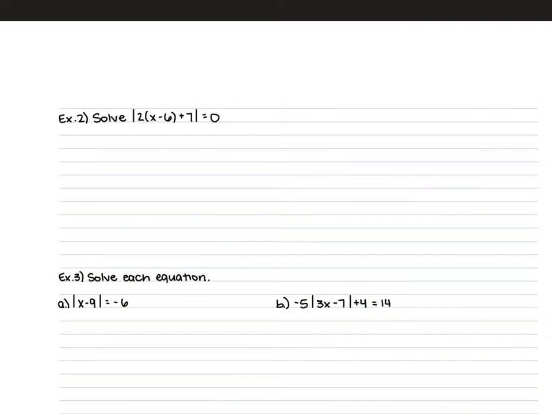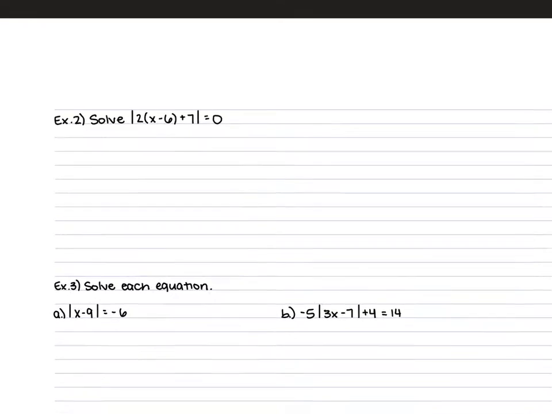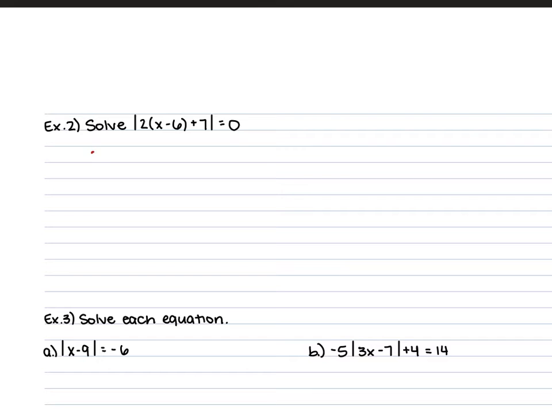For example 2, we're solving the absolute value of 2 times x minus 6 plus 7 is equal to 0. Since this one's equal to 0, we don't have to have an opposite of 0 because 0 doesn't have an opposite. So we're just going to get rid of those absolute value bars and have 2 times x minus 6 plus 7 is equal to 0.